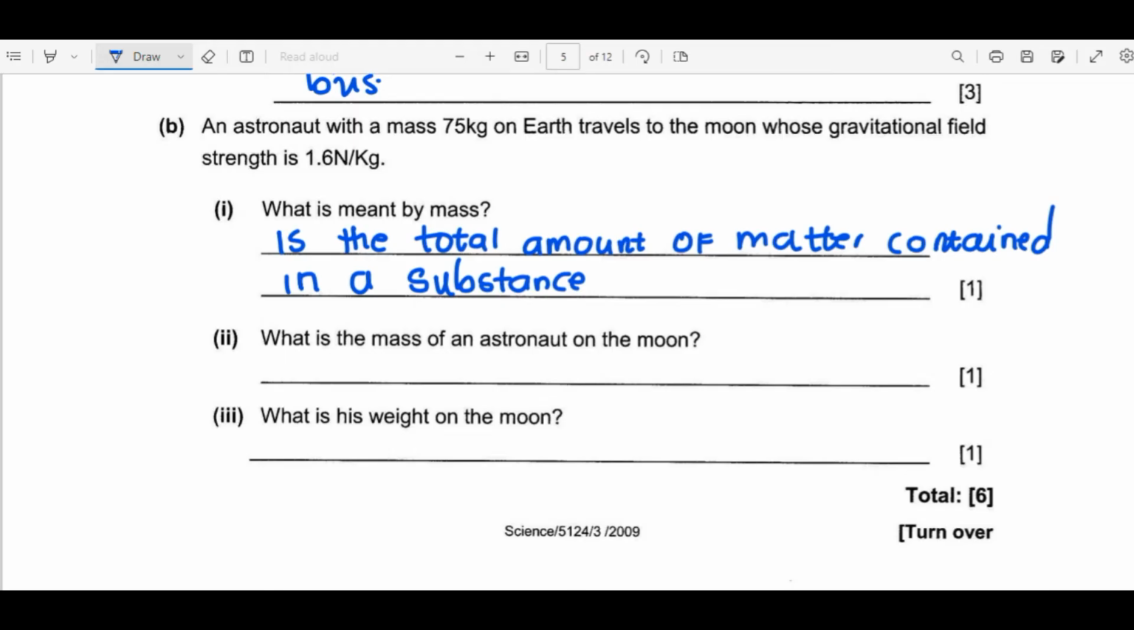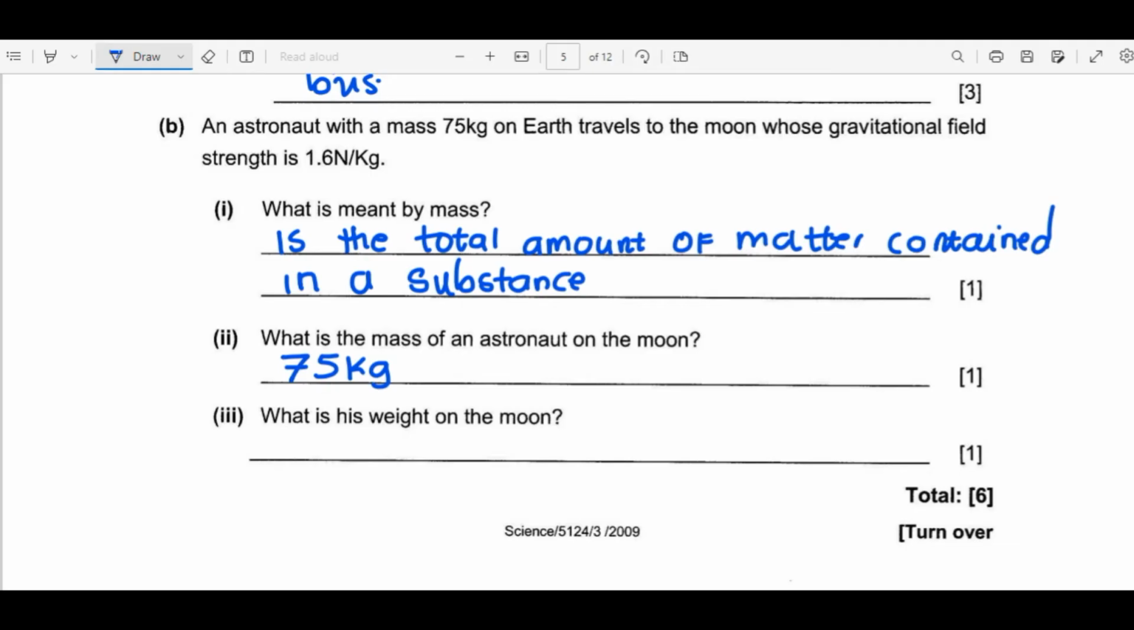Then Roman number 2, what is the mass of the astronaut on the moon? If the mass of this person on Earth was measured to be 75 kg and this person is taken to the moon, could the mass decrease, or will it be the same? The mass is constant, the mass does not change. So even on the moon, the mass is still 75 kg. What changes is the weight, because the weight is affected by gravity, and the gravity on the moon is less than that on the Earth.